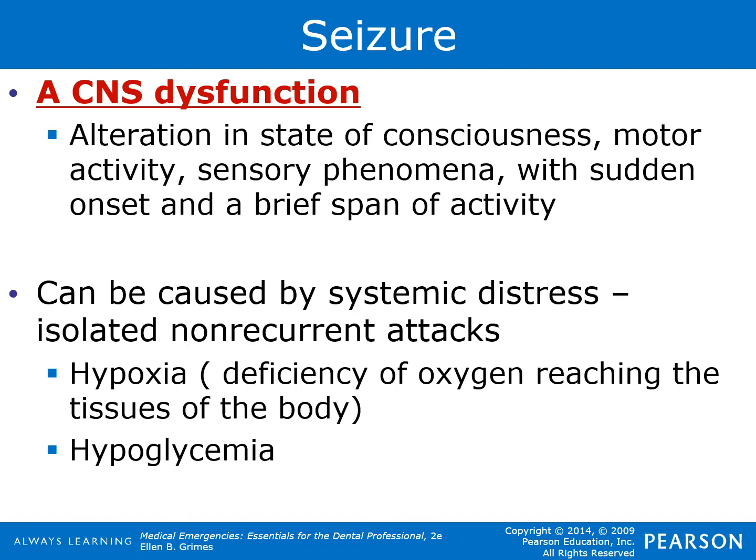It is very isolated. So you could have hypoxia, which is a deficiency of oxygen reaching the tissues of the body. Hypo is less than normal, and oxia is oxygen. So you could have a lower than normal amount of oxygen reaching any of the tissues of your body, putting you into a seizure. Hypoglycemia: if a patient has blood sugar lower than normal and you don't give them anything, it could throw them into a seizure.